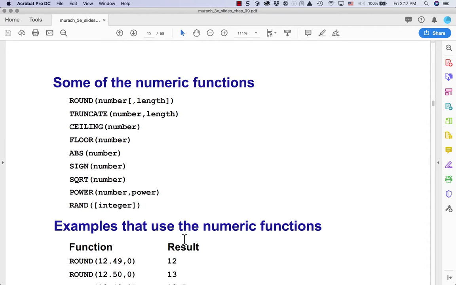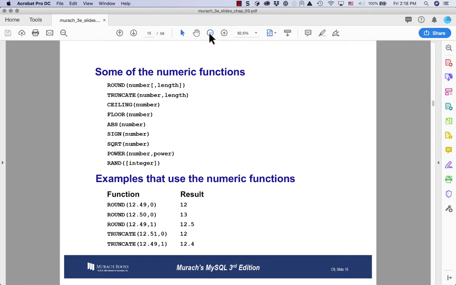All right. Numbers. So what are some of the numeric functions? Let's go back to the regular size. Okay, looks like the regular size. Round, truncate, ceiling, floor, absolute values, sine, square root, power, and rand for getting a random value. Okay, let's see how they work.